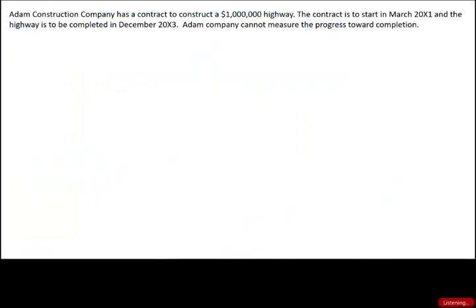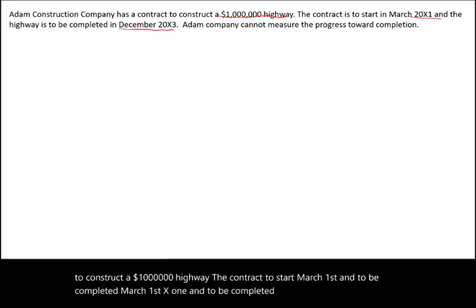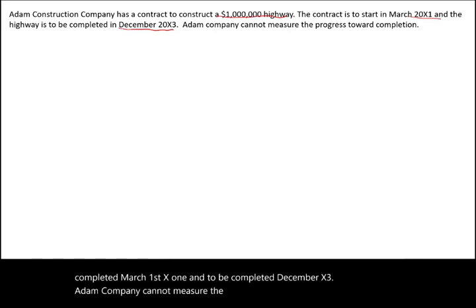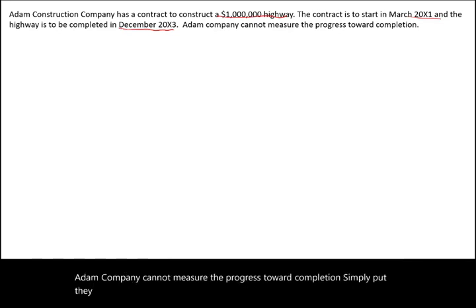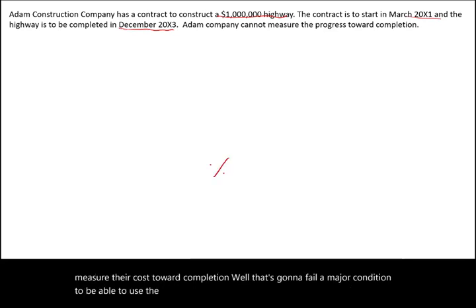So let's take a look at this example. Adam Construction Company had a contract to construct a $1 million highway. The contract starts March 1st, X1 and is to be completed December X3. Adam Company cannot measure the progress toward completion. Simply put, they signed this contract, but there's a lot of uncertainty about cost, so they cannot measure their cost toward completion. Well, that's going to fail a major condition to be able to use the percentage of completion method.